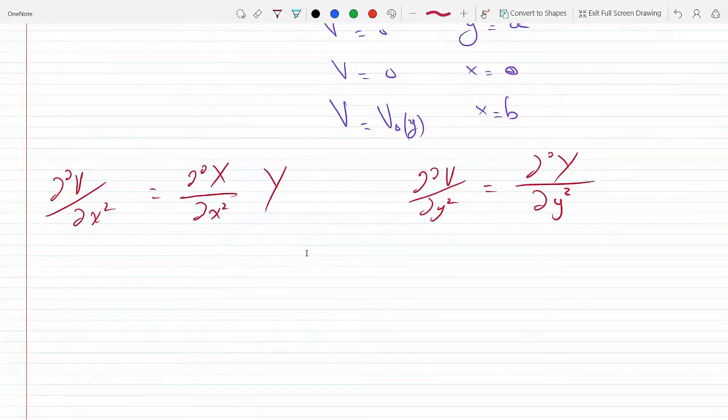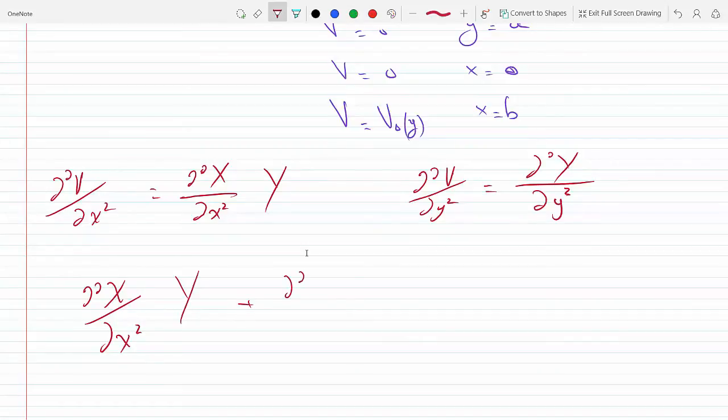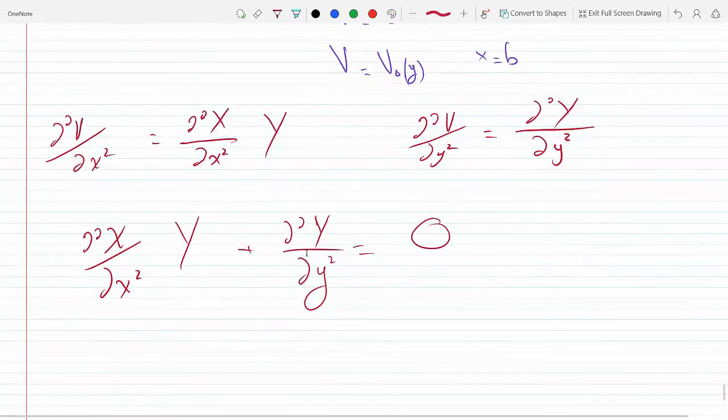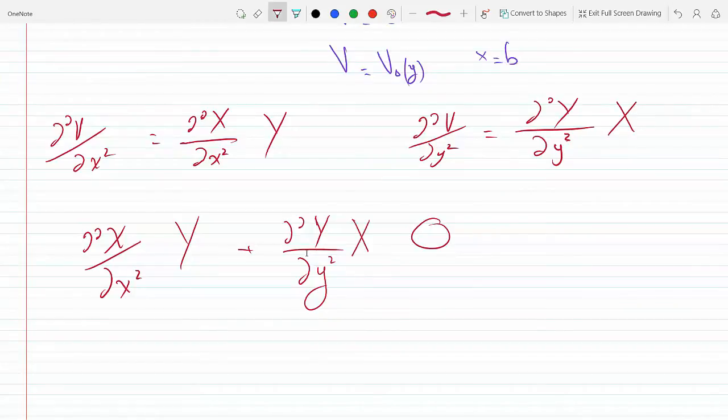So you will get d squared X over dx squared times Y plus d squared Y over dy squared. So I'm plugging in the original Laplacian, and that equals 0. Okay, now I need times X. Oh, I forgot the X here. Times X. Now I need to separate the variables. It's called separation of variables. So I need to separate the variables x and y. So divide this by XY.